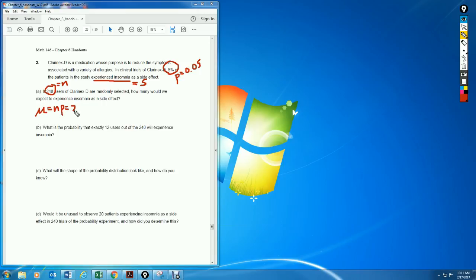would be 240 times 0.05, and if you multiply that out, you should get 12. So the mean number of people would be 12. What is the probability that exactly 12 users out of the 240 will experience insomnia? So in other words, this is asking us to calculate P of exactly 12.